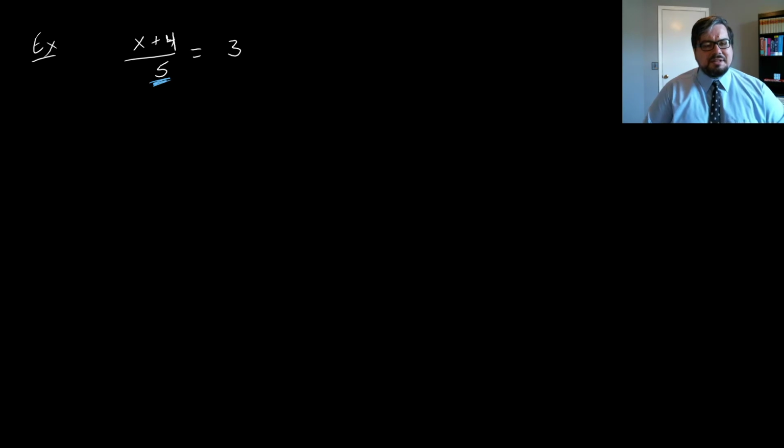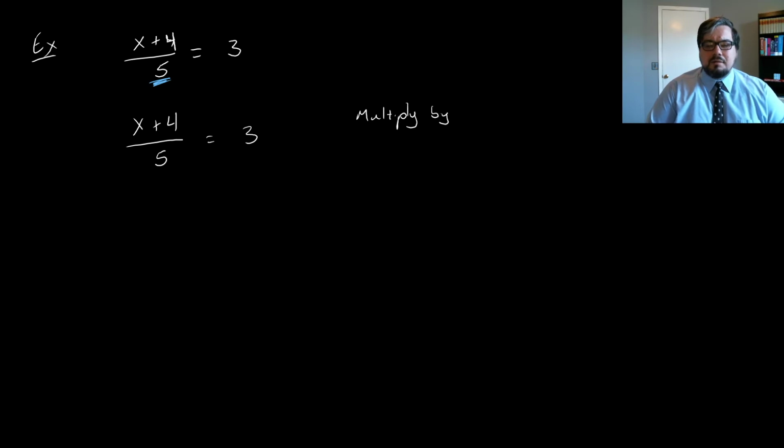Having the 5 in the denominator down here. And we want to say, all right, well, what's the opposite of dividing by 5? Well, the opposite of dividing by 5 is multiplying by 5. So let's try doing that. Let's try multiplying both sides by 5. Let's see what that does for us.